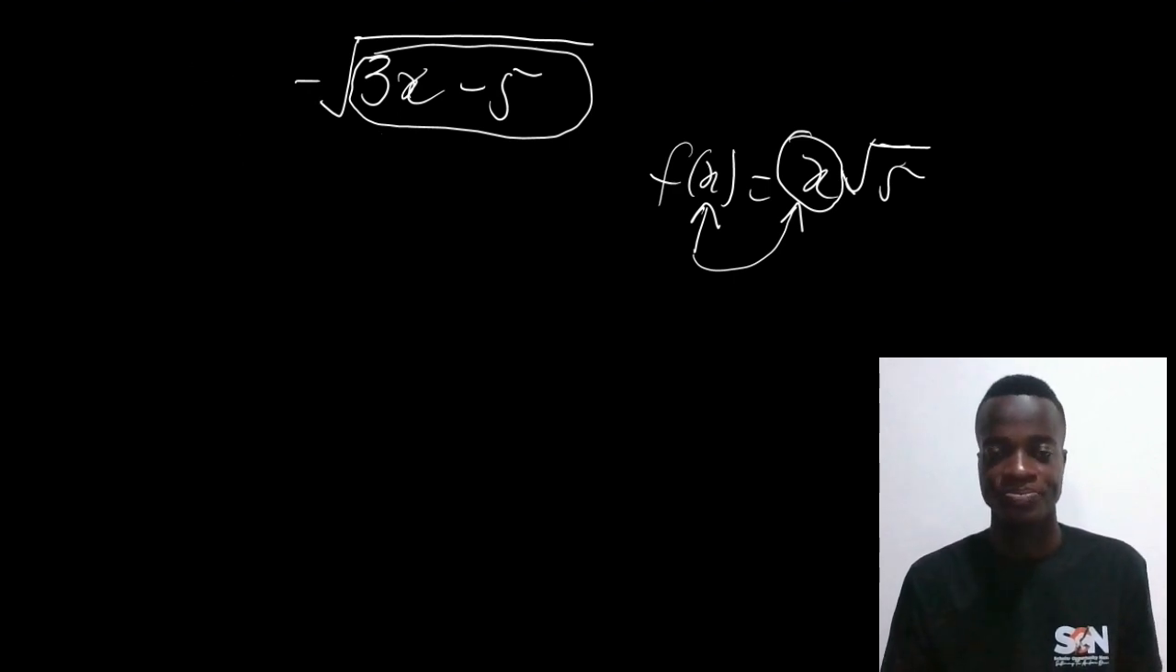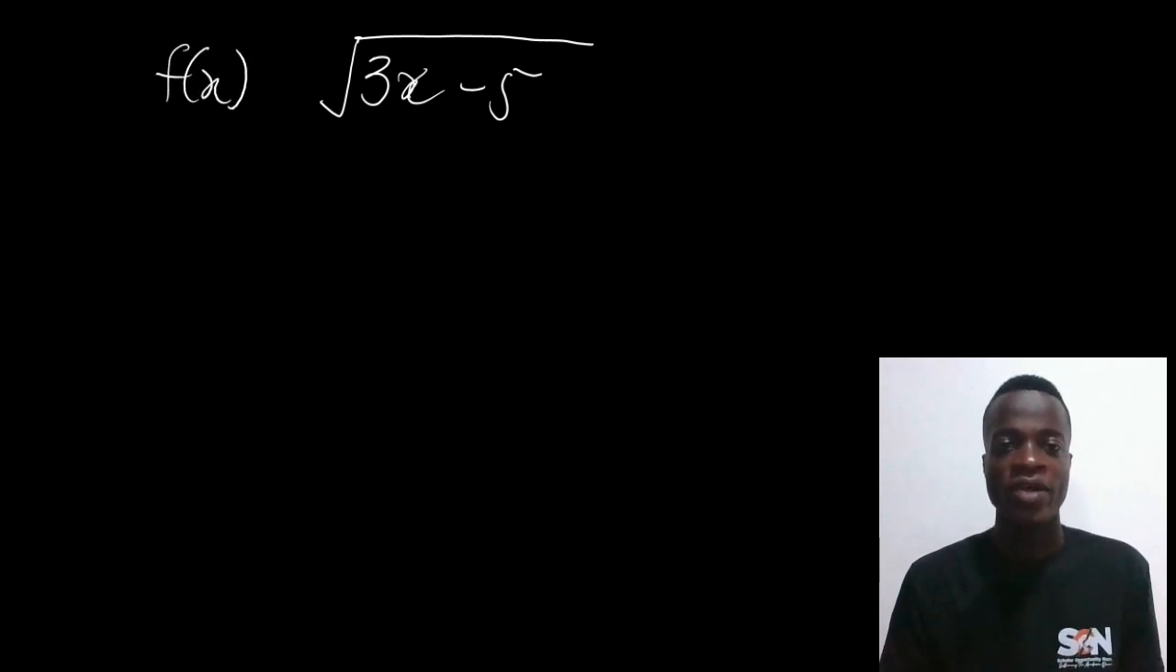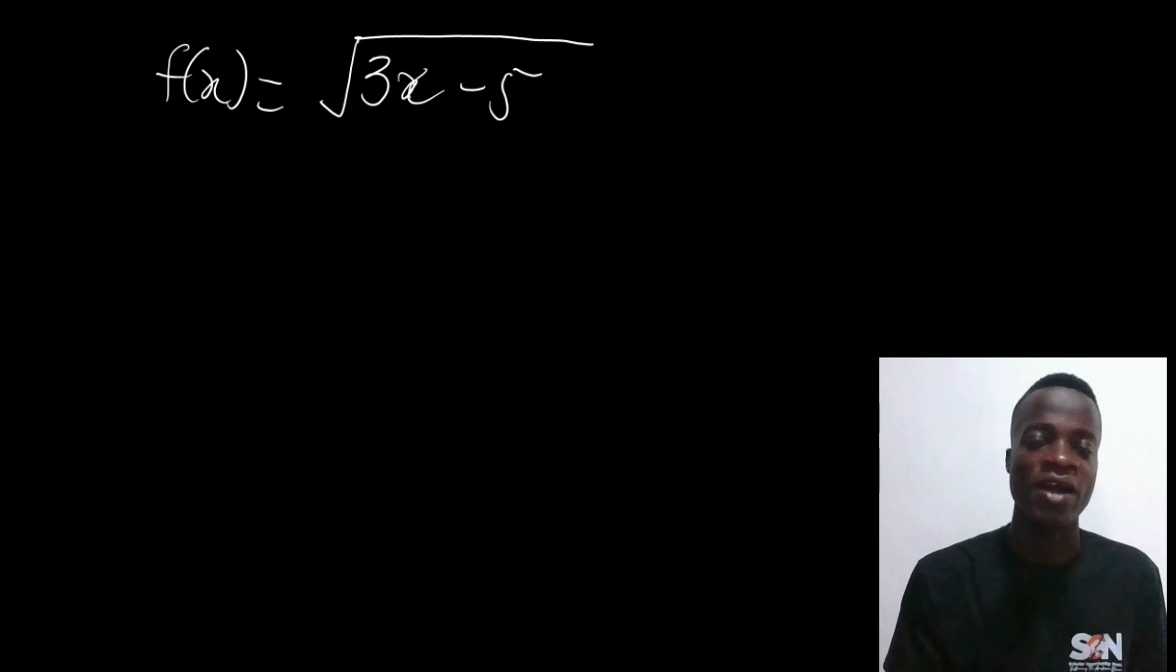At a glance, you can see what you need. No, let me not delete this function, right? Let's use it to find the domain of this function. So we have f of x is equal to the square root of 3x minus 5.